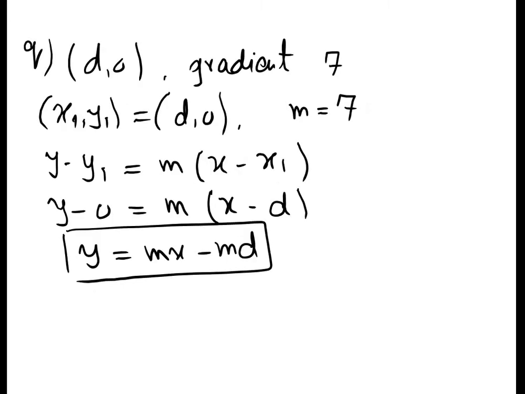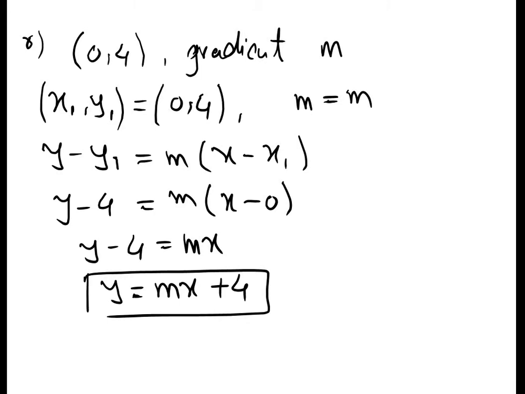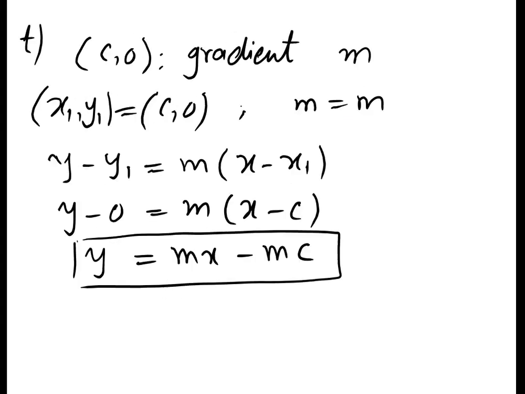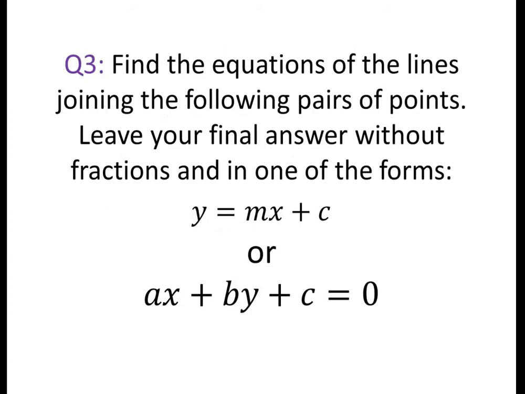Now again you have D and you have a point and you have a gradient. So you substitute the values and simplify it. Again now m is given as m. So you can just substitute the m and put the values and simplify it. Again the same one, t is equal to the same.